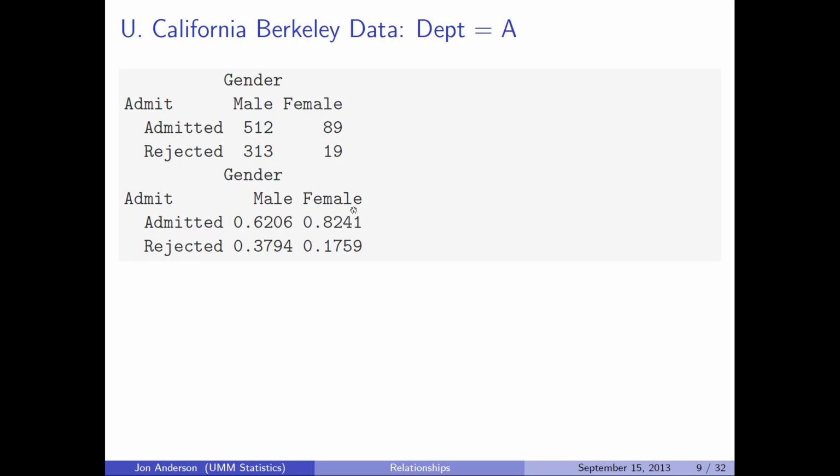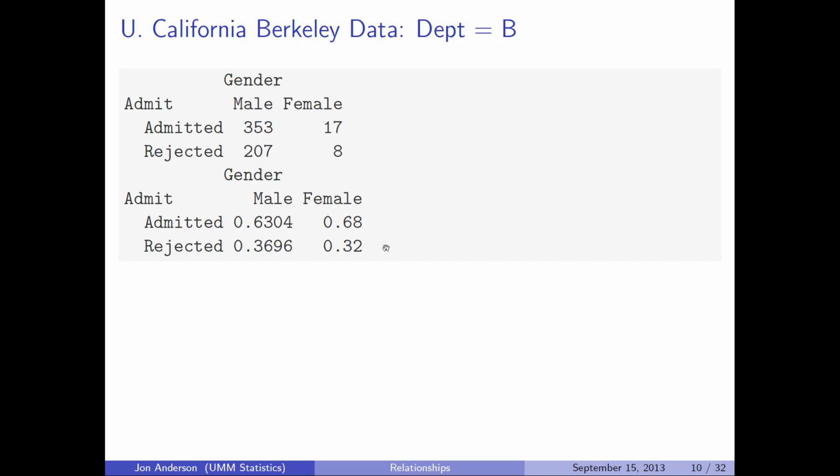For females, the admission percentage: far fewer females applied, but 82% of those that applied got in. And so is there evidence of discrimination against females for Department A? And the answer is, well, no, not really. A higher fraction of females than males got into Department A, so there really isn't any evidence of wrongdoing there.